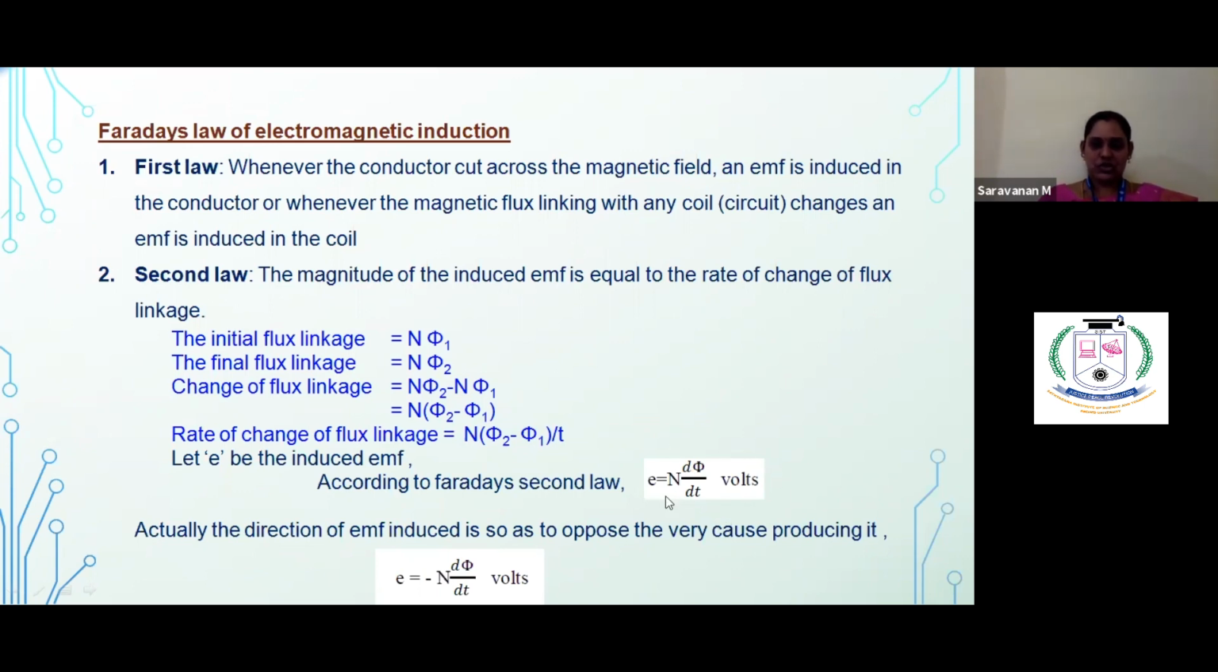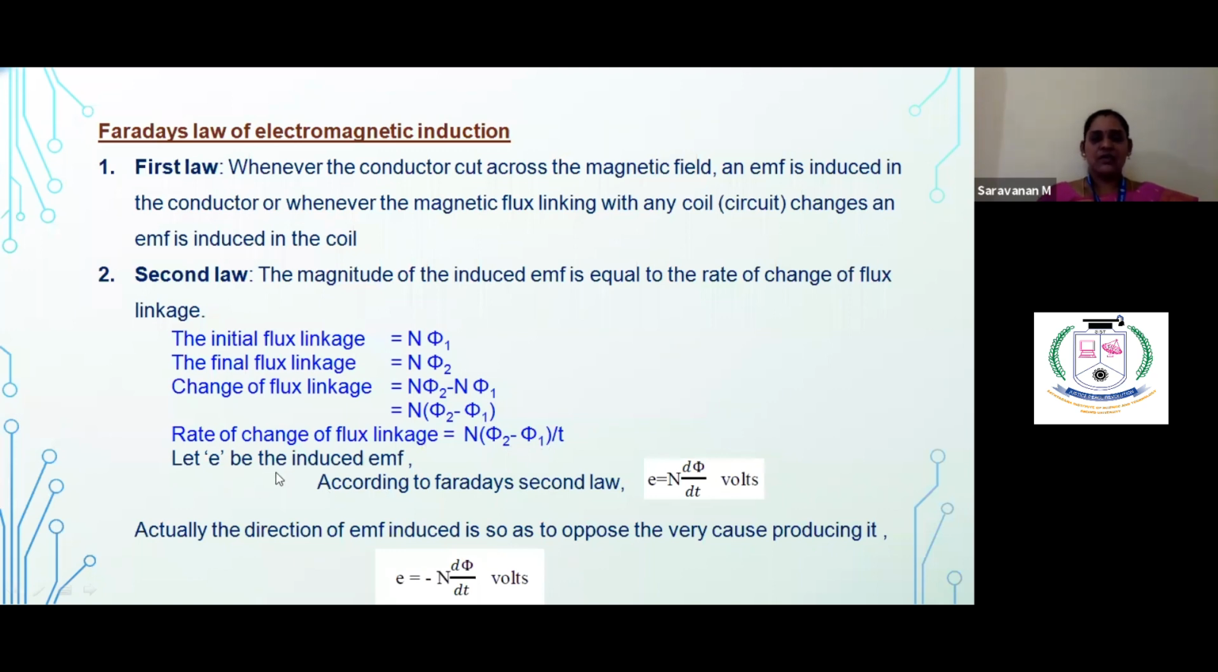How I'm getting this expression, that explanation I have shown here on the screen. According to the second law, the magnitude of the induced EMF is equal to the rate of change of flux linkage. Initially you will have a flux linkage of N into phi1, and N is always, remember, the number of turns of your coil. The final flux linkage is N into phi2. So what is the change of flux linkage? It is N into phi2 minus phi1, that is final value minus initial value. The rate of change of flux means with respect to time, so you can write it as N into (phi2 minus phi1) divided by t.